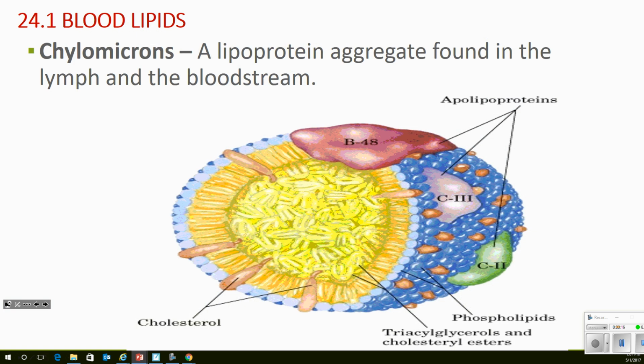And blood lipids are basically phospholipids that have turned so that their hydrophobic end is inside and their hydrophilic end is on the outside. We've got triglycerides in the center, cholesterol esters, and we've got these apoproteins that sort of go through the layers and help us out here. So I'm going to give you a minute to write that down.